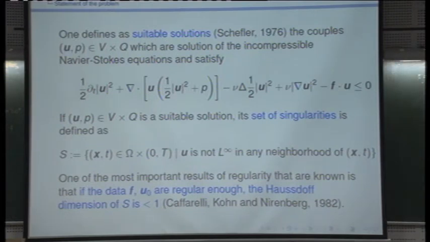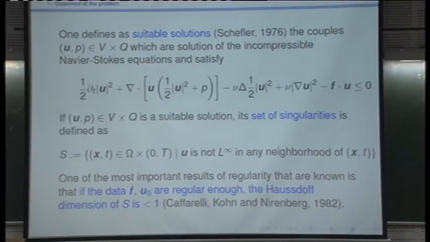Among the possible solutions, since we know that solutions exist, the problem is how to fix which is the correct one, which is the correct solution to give uniqueness. So from physics, we know that solutions have to satisfy a certain property, which is given by the second principle of thermodynamics. It's a sort of entropy inequality. So the entropy cannot grow.